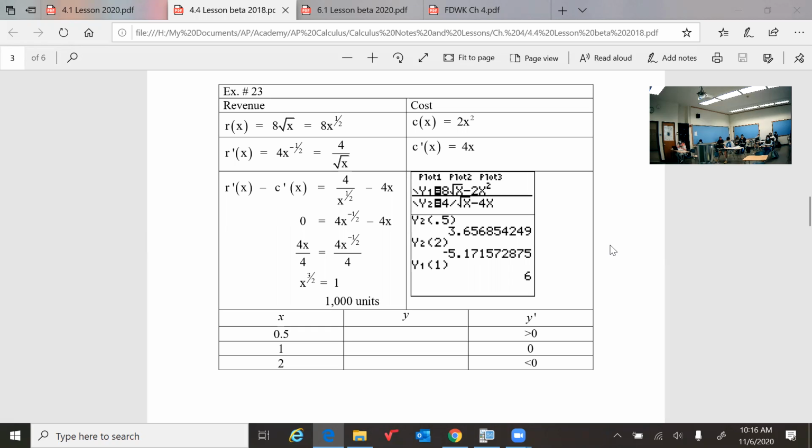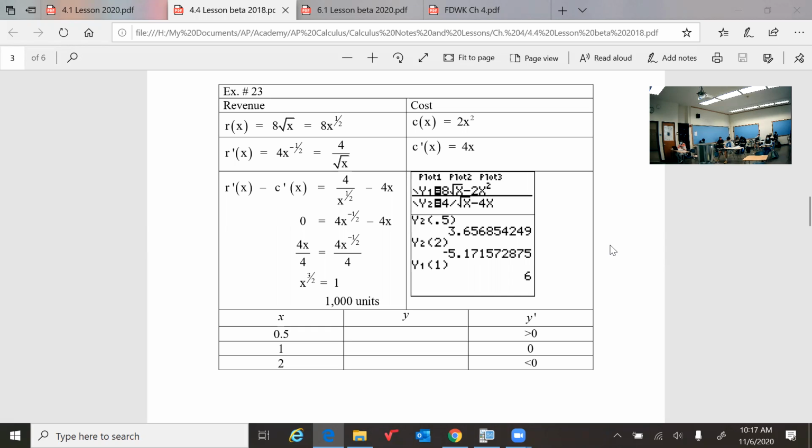Then multiply root x on both sides. You get a 1 on the right. X times x to the 1/2 is x to the 3/2. Raise each side to the 2/3 power, you get a 1. The question is in terms of 1,000. So it's 1,000 units.